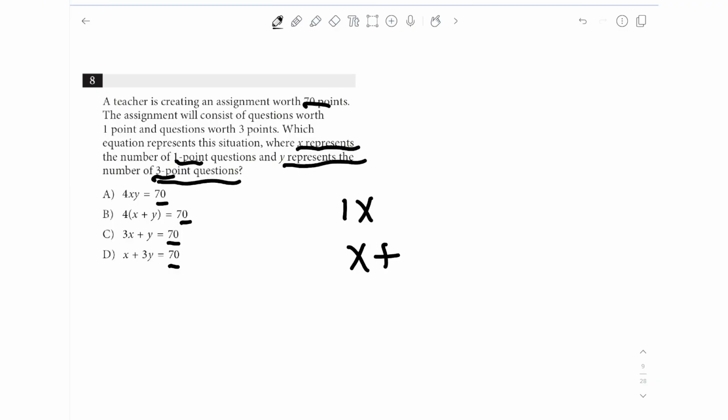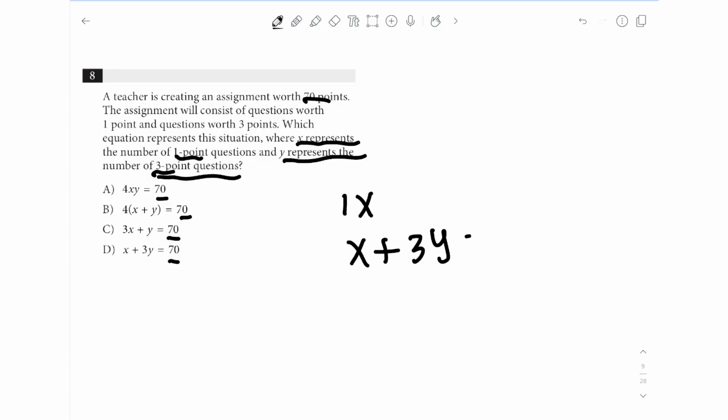to multiply y by 3 because every single question is going to be worth 3 points. So however many y questions we got right, they're going to be worth 3 points. So plus 3y, and as we already know, it's going to be equal to 70. And that is going to be answer choice D.